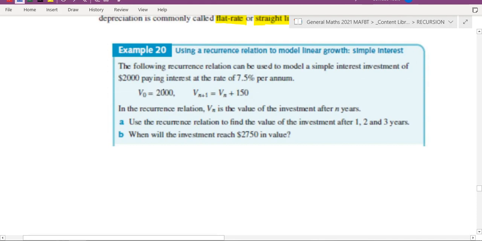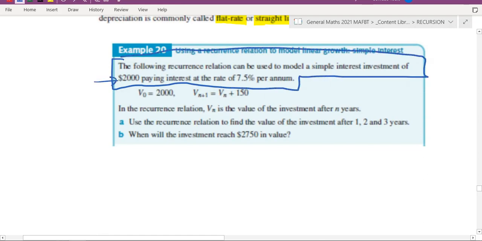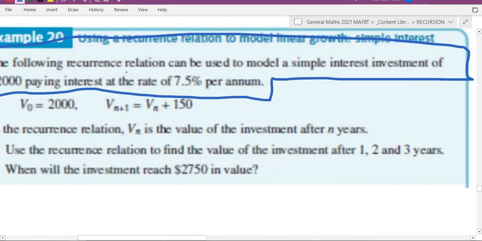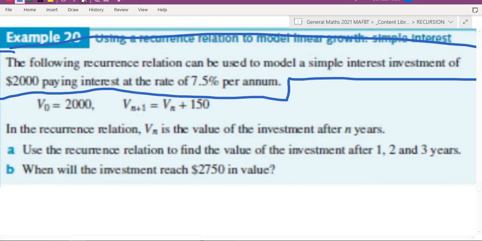Here's a recurrence relation of it. Right here. Now, according to the recurrence relation, the starting term is 2000, and to get the next term, you're just adding 150. But if you read the question, where did they get 150 from? I see the number 2000, but where did they get 150 from? Well, you have to read the question. It says here, the following recurrence relation can be used to model a simple interest. There's a key word there. When you see the word simple interest, arithmetic sequence. It's an arithmetic sequence.